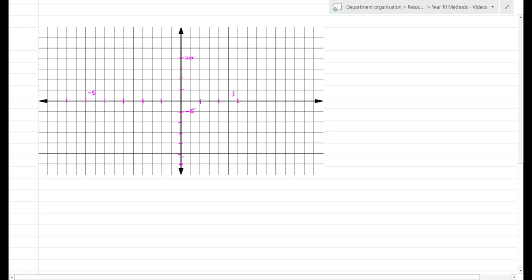So there's -30. And my turning point is at -1, which is here, -32, which is just there. So I've got key points at here, mark with a cross, here, mark with a cross, here, mark with a cross, here, mark with a cross.